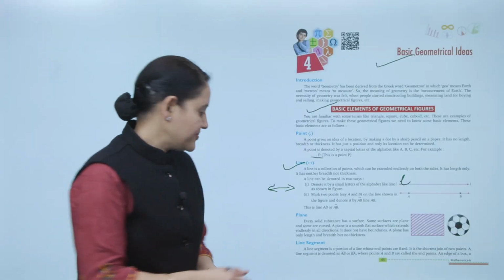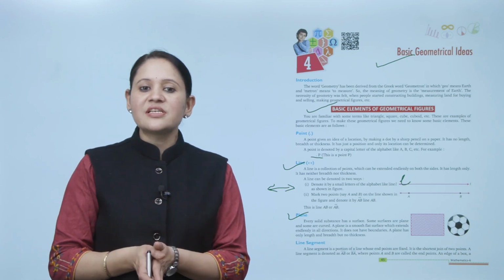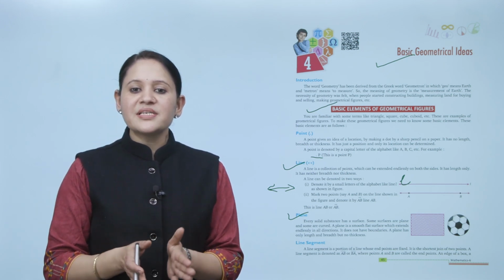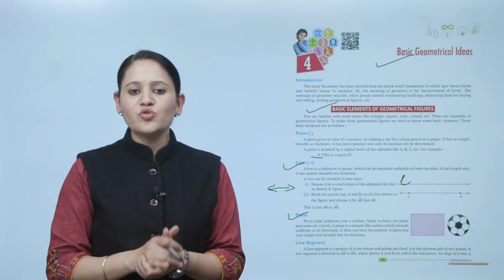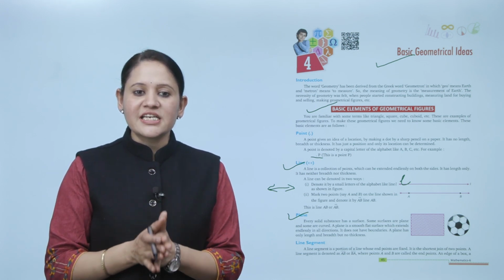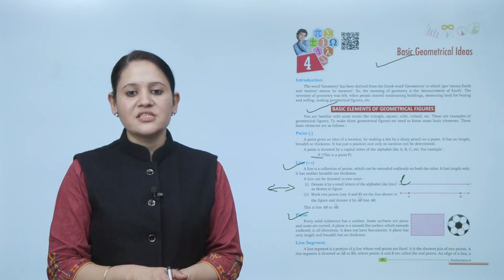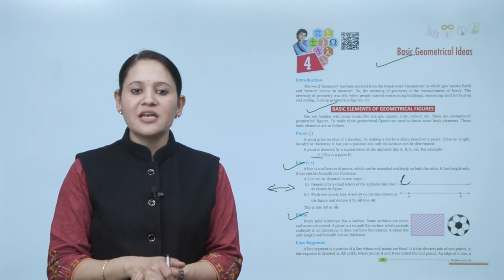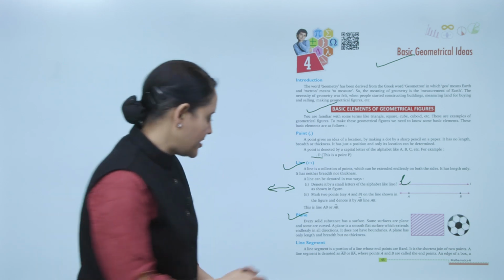Next is plane. Every solid substance has a surface. Some surfaces are plane and some are curved. The plane is a smooth flat surface which extends endlessly in all directions. It does not have boundaries. A plane has only length and breadth but no thickness. Next is line segment.